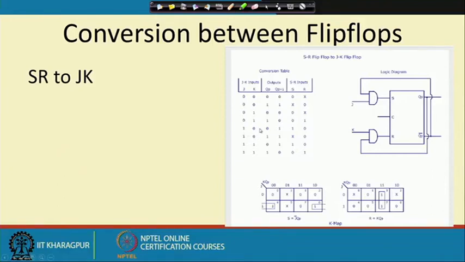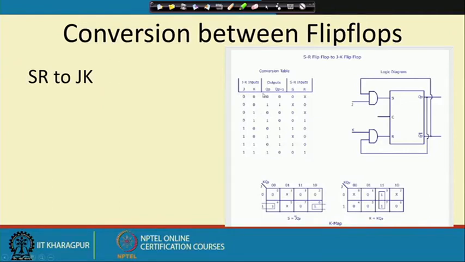So, if J input is 1 and K input is 0, irrespective of the previous value of QP, the output value is 1. And if J and K both are equal to 1, then if QP was 0, now it will become 1. If QP was 1, now it will become 0.